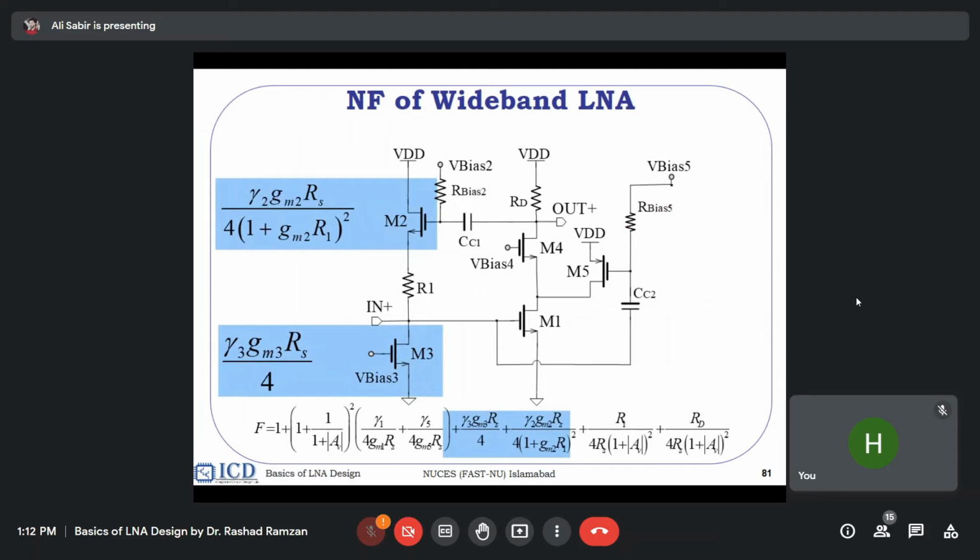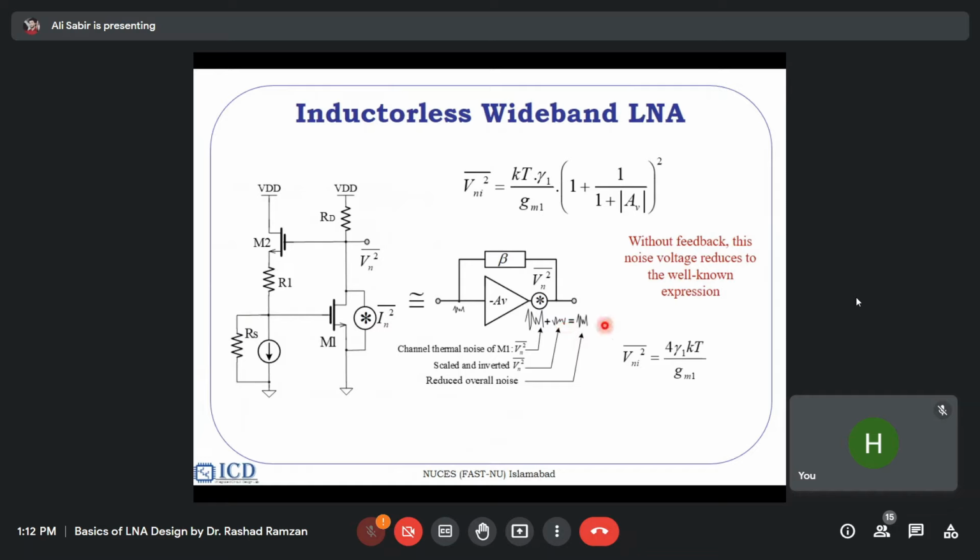So you can see here that this net effect is reduced and my total noise is 4kT over gm, and this is divided by the gain of the amplifier. So this is the indirect noise cancellation which we are maintaining through the feedback network. So that's why the noise figure has come down.